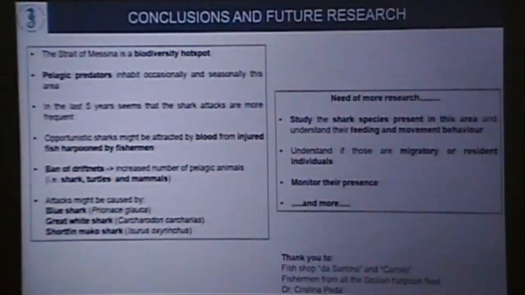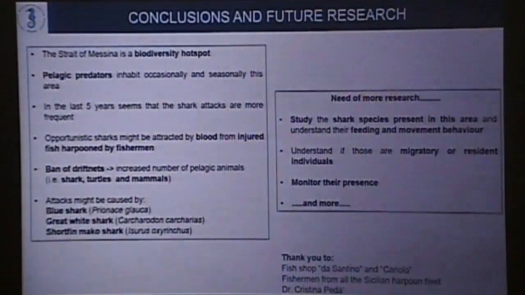So in conclusion, the Strait of Messina is one of the biodiversity hotspots in the Mediterranean Sea. Different pelagic predators inhabit this area, and in the last few years there has been an increase of shark attacks on the catch. Probably the blood coming out from the wound where the injured fish was harpooned may have attracted them to that area. And the increase in shark attacks and pelagic animals in general in this area may be connected to the ban of the drift nets.